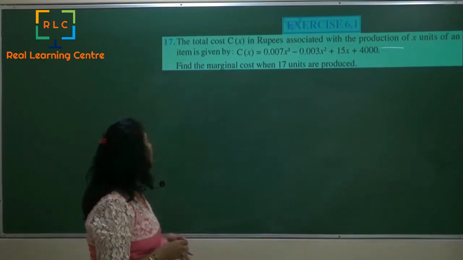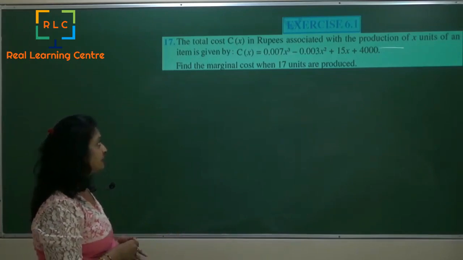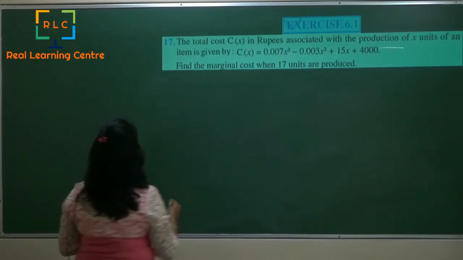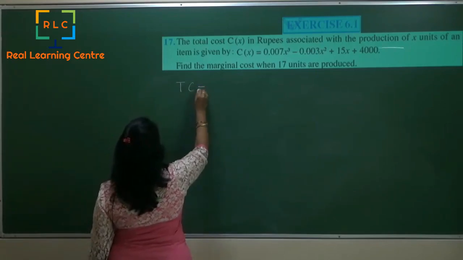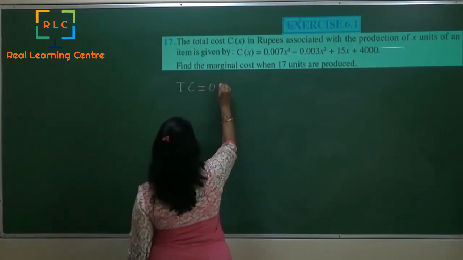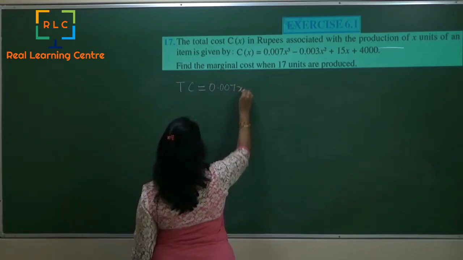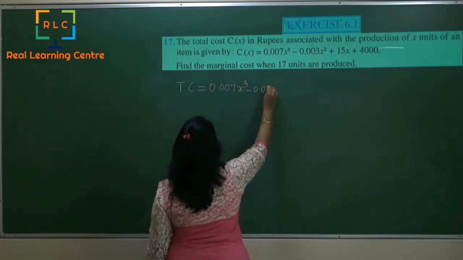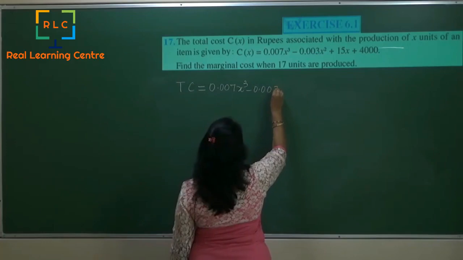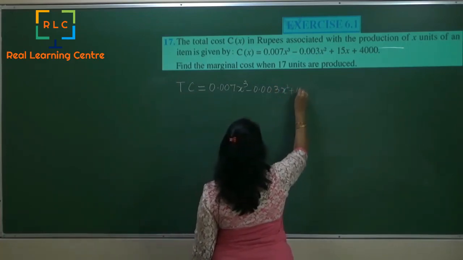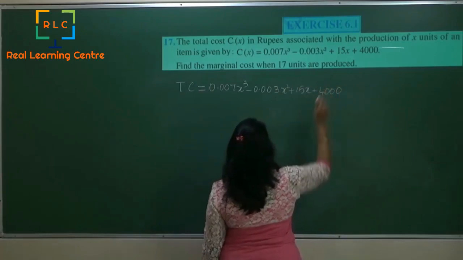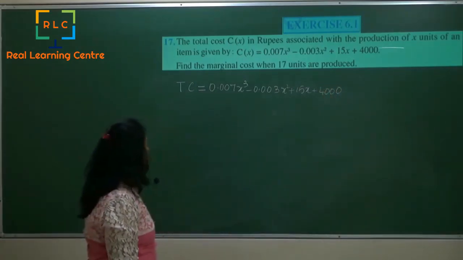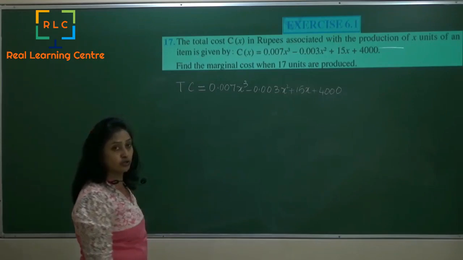So here you have the total cost C of x in rupees is given to be something. So I'll call this TC, equal to 0.007 x cube minus 0.003 x square plus 15x plus 4000. Okay, this is the definition given for total cost.